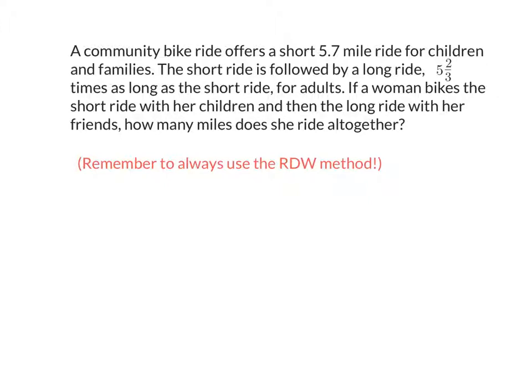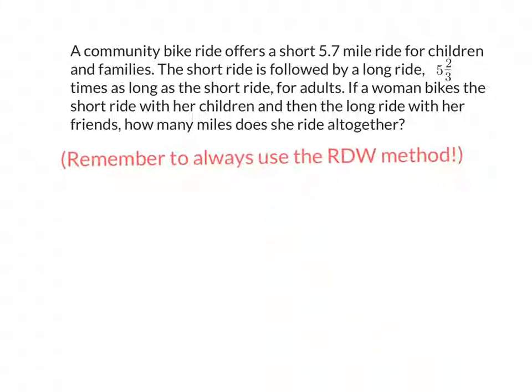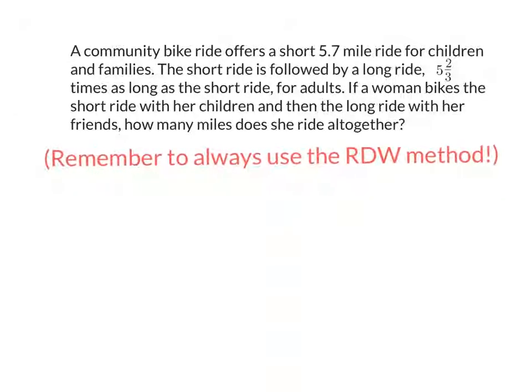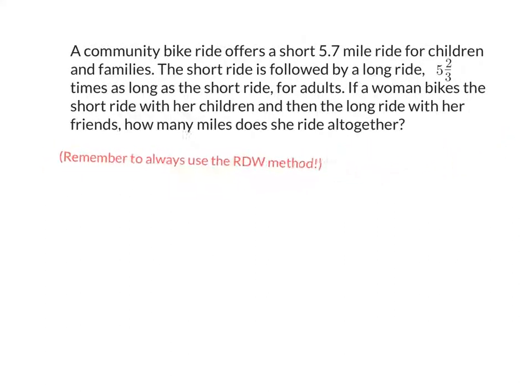Remember that when we solve word problems, we always use the RDW method. What does the R stand for? Read. What does the D stand for? Draw. What does the W stand for? Write. Okay, so let's start by reading and understanding the problem. Go ahead and jot down what the question's asking and the important information. The question's asking us to figure out how many miles this woman is riding all together. Tell me, what important information do we need in order to figure that out?